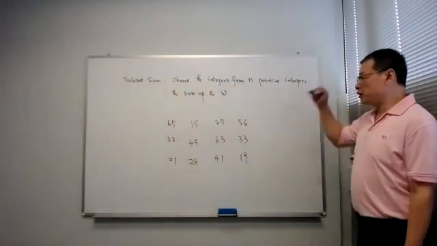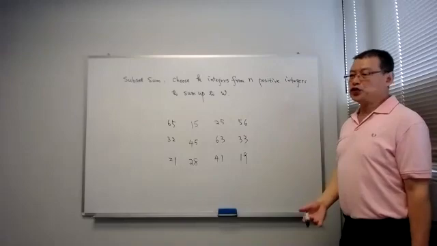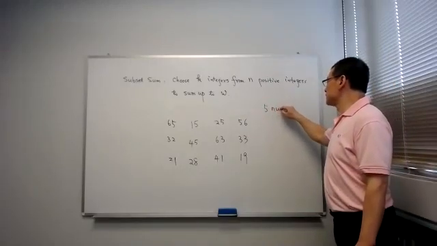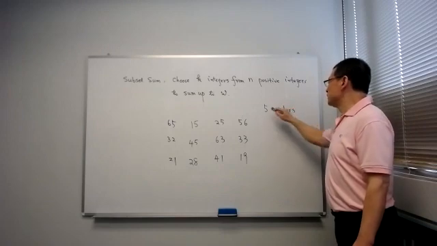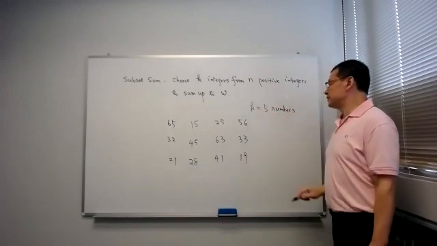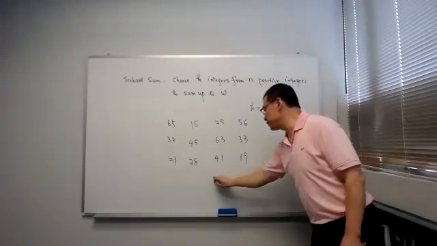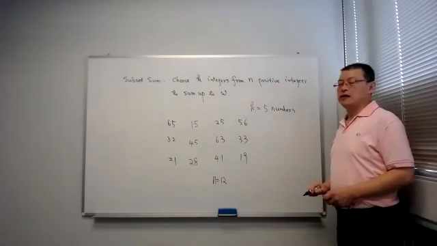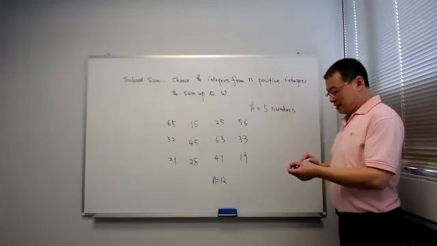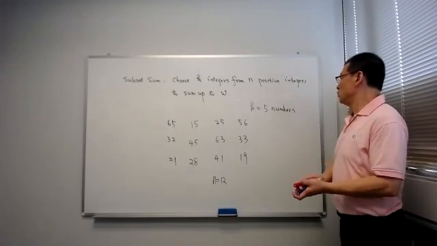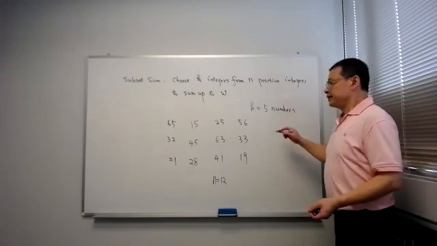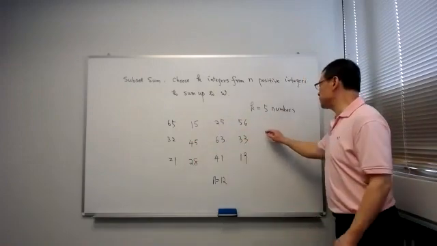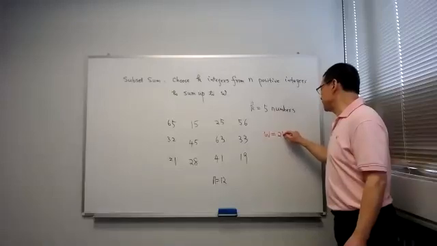Okay, so here I give you 12 numbers. I allow you to choose, say, 5 numbers. So k equals 5 and n equals 12. Here I want to find 5 numbers from these 12 numbers whose sum equals W, maybe W equals 256.